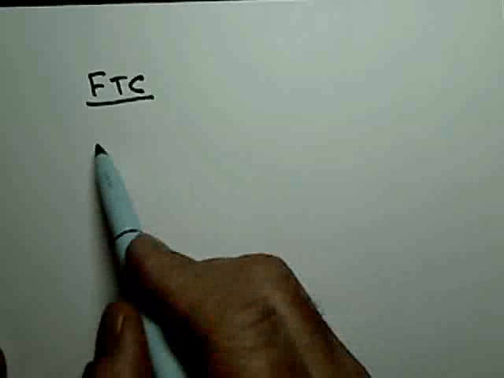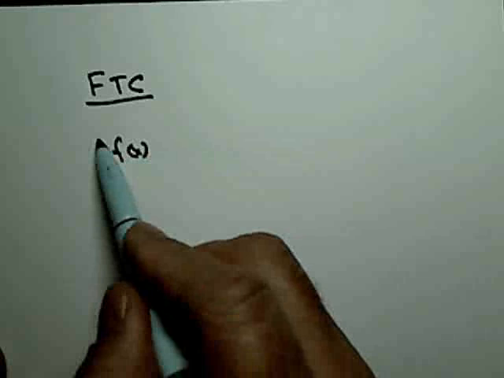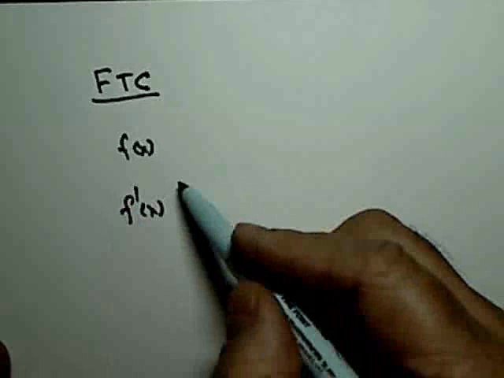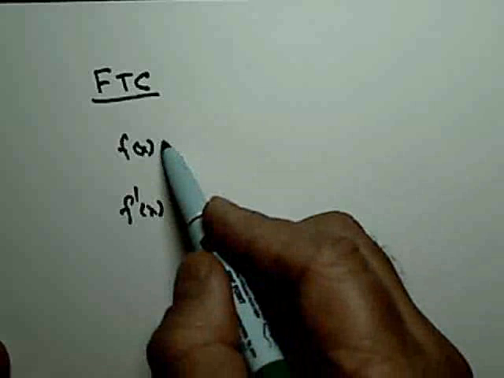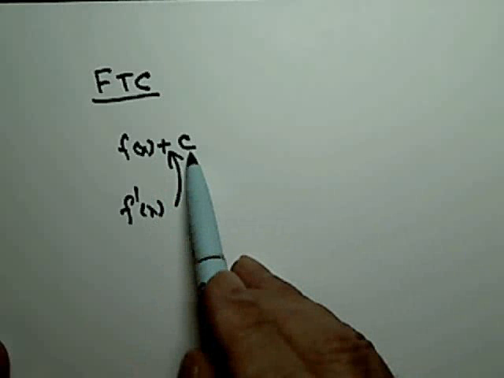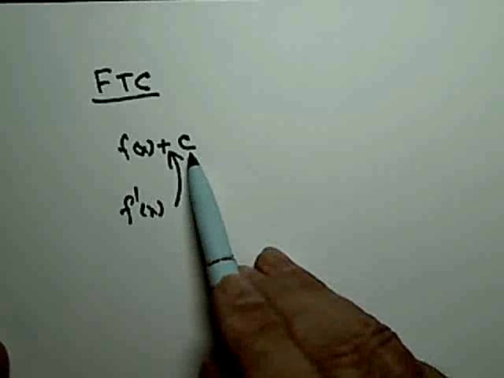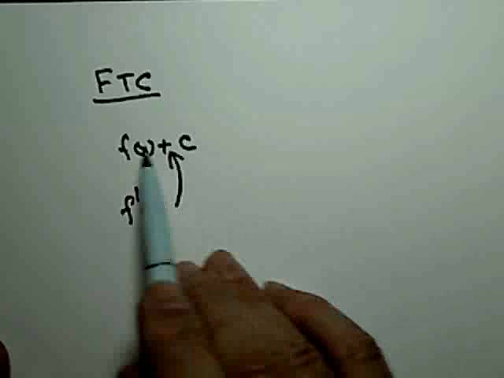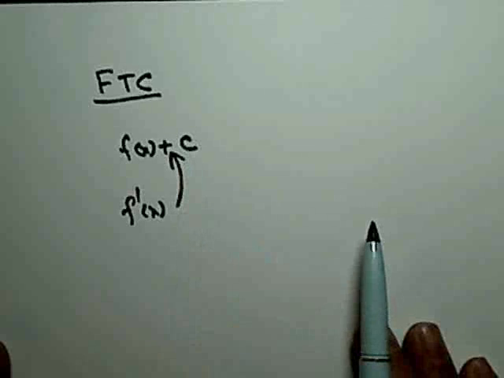Now, let me remind you that if you have a function f of x and you take its derivative, f prime of x, then the antiderivative goes the other way, and you could take this f of x and add a constant to it, and you would still get the same f prime of x, because the derivative of a constant is 0. After all, a constant represents a horizontal straight line, and it has a 0 slope everywhere. But it also turns out, and it's easy to demonstrate, that any antiderivative will be f of x plus c, for some constant c.